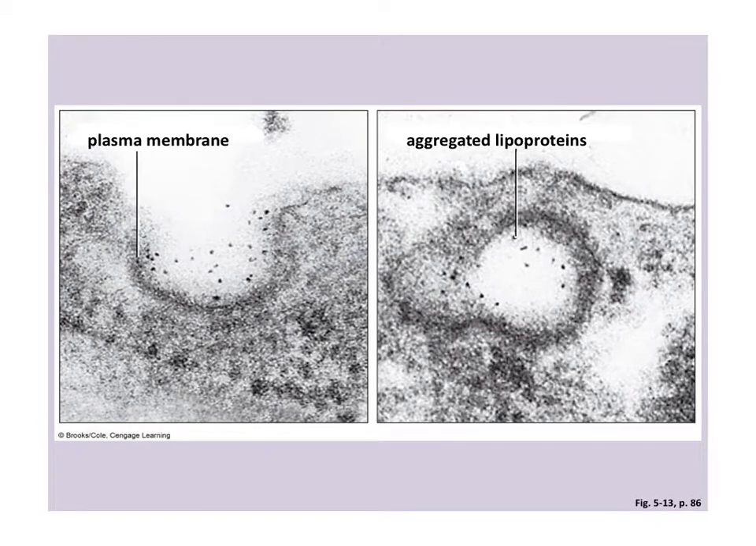This is a scanning electron micrograph, very high magnification, of a plasma membrane. These substances have receptors, go to receptor sites, and then a vesicle is formed. And so again, it's going in, so it would be called endocytosis.